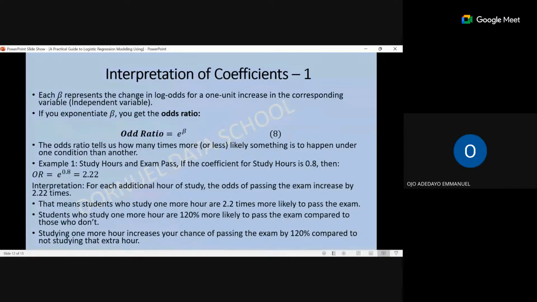Now, what is the meaning of this? If you want to get the odds ratio, take the exponential of 0.8. If you take the exponential of 0.8, you are going to have 2.22.